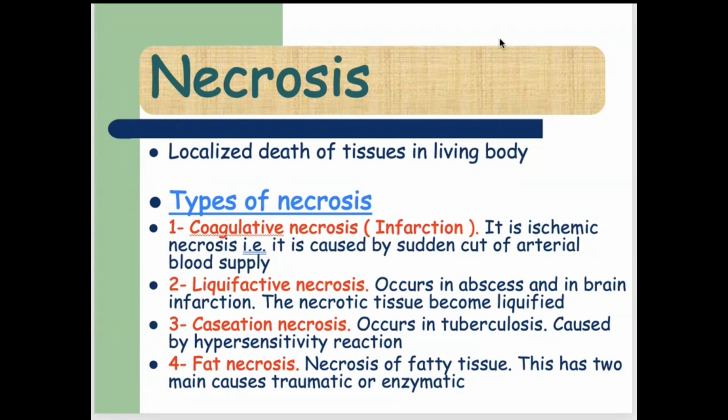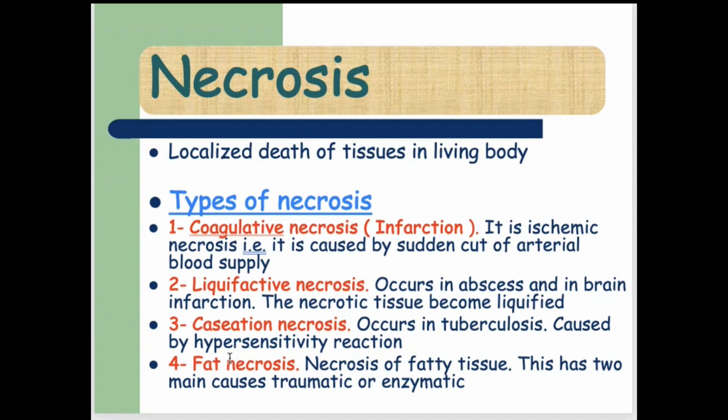If you cut someone's hand and keep it on the table, it will die because it will not get oxygen and blood, but you will not call it necrosis if you put it outside. Necrosis is when the tissues die inside a living body. This is necrosis. There are many types. You can classify them in many ways, but this is the usual classification: coagulative, liquefactive, caseation, fat.